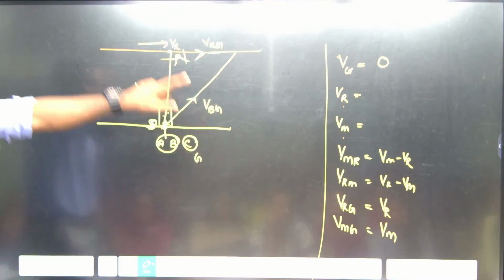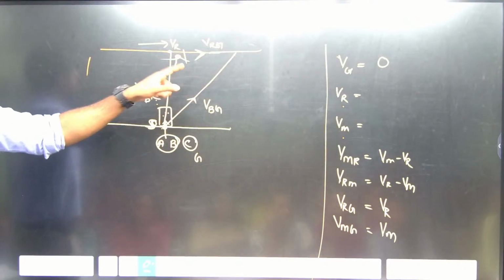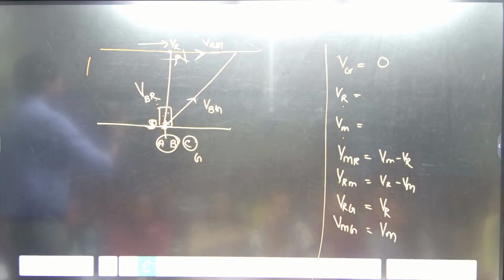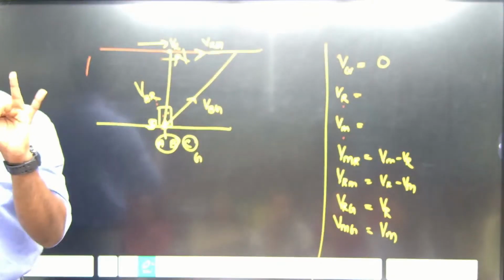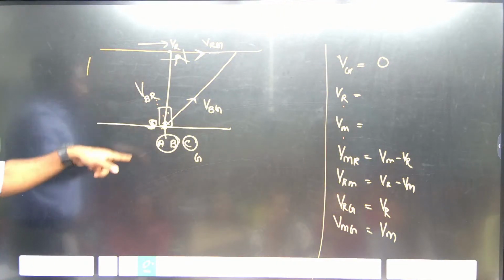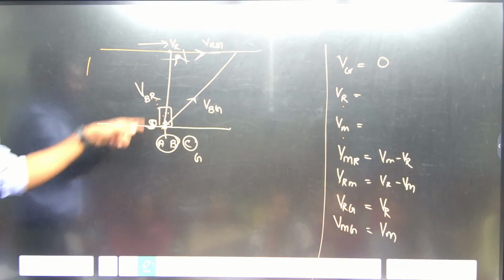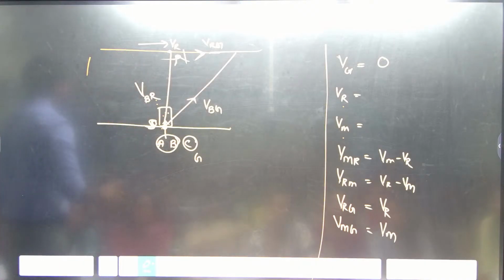This diagram is important to calculate the shortest distance and shortest time. So which is the shortest distance in this? Straight line will be my shortest distance. Which will be my shortest time, to go in the opposite direction?